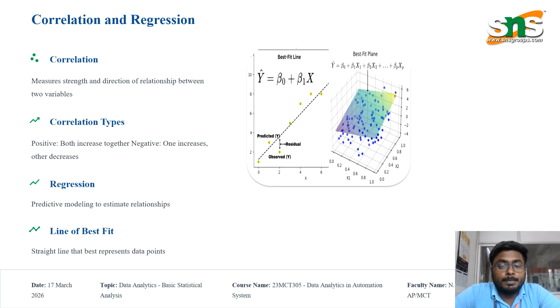When we want to predict, we use regression. Most commonly simple linear regression, that is y equals beta naught plus beta 1 x plus error. The line of best fit minimizes squared errors. In automation, we use this for soft sensors, predicting quality from easy-to-measure variables, energy consumption models, etc.